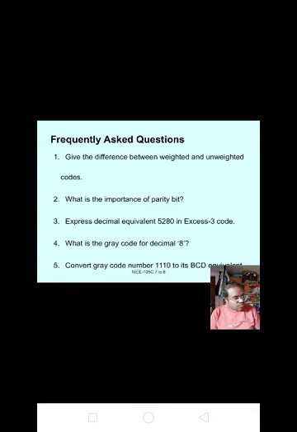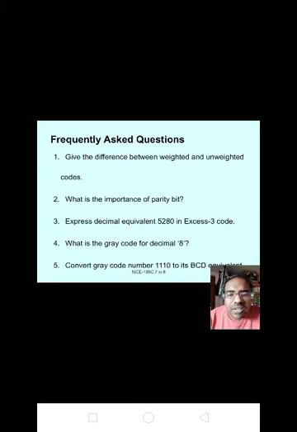In 8421 code, 1100 is 12. So the Gray code for decimal 8 is 1100, which is 12.